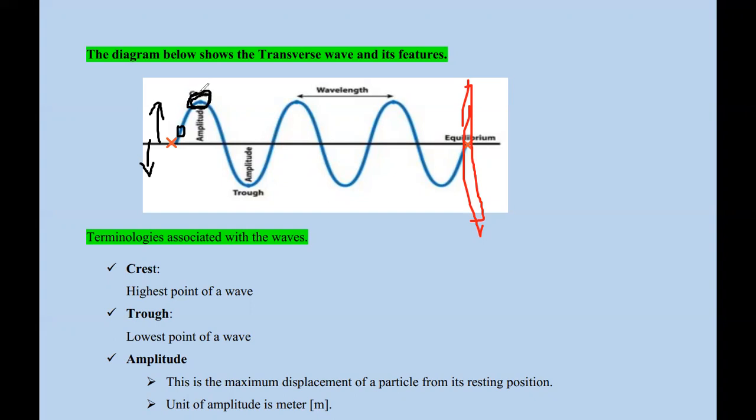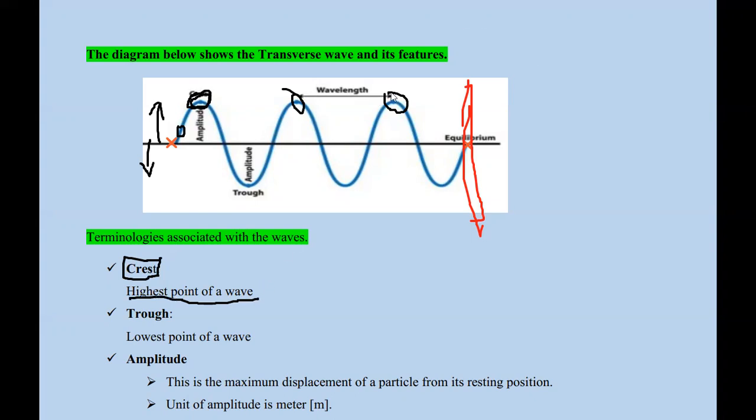So the maximum point of a ring, the maximum point of a wave, which is the same as that point here, which is the same as that point there. The maximum point of a wave is what you're calling a crest. So the crest is just the maximum point that the wave attains.